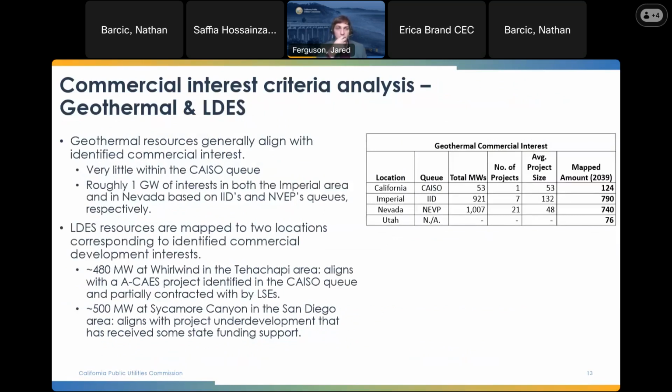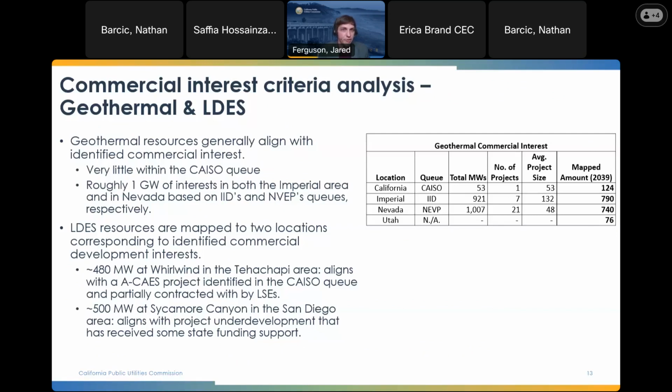On two other key areas, on the geothermal side, I'll note there are very few geothermal projects in the ISO queue. There's 1 project, but in both the IID queue for the Imperial area and the Nevada Energy queue, we have about 1 gigawatt each for those areas. That's one of the reasons you see in our mapping of geothermal that we have most of it mapped to either the Imperial area or various parts of Nevada.